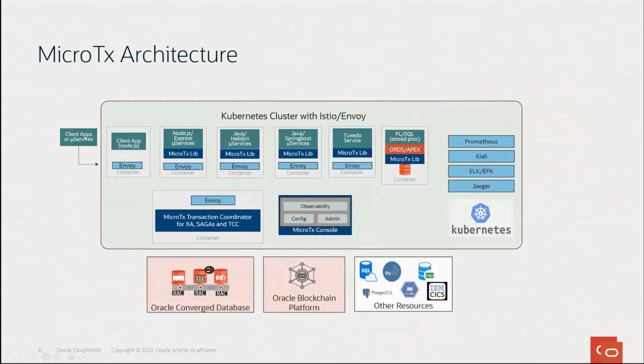So a little bit more about the architecture. We've got client applications off on the left or other microservices. They would be connecting to and making service requests to your polyglot applications running in Kubernetes, including things, as I mentioned, like the PL/SQL with the ORDS and Apex. The coordinator itself runs as a microservice. We are planning on providing a console to be able to monitor and manage the coordinator. And then this sits on top of other features such as OCI, for the Oracle Database or blockchain platforms or other resources. Because it runs inside of Kubernetes, we can make use of all the Kubernetes tools for logging and observation. So we support using Prometheus, Kiali, ELK, EFK, or Jaeger.